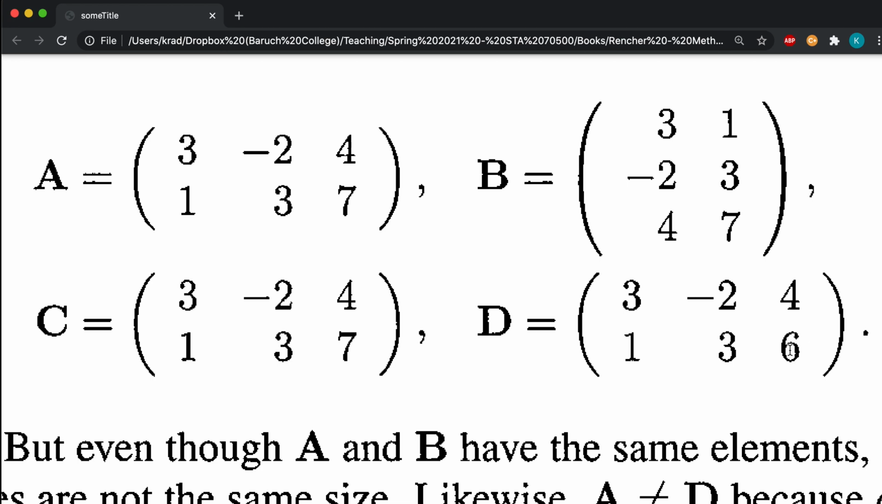D 2, 3, this is D 2, 3, second row, third column, is not equal to C 2, 3, second row, third column.